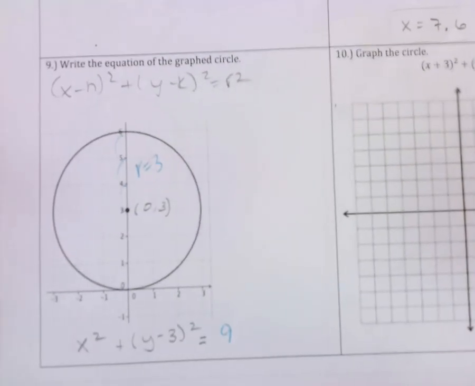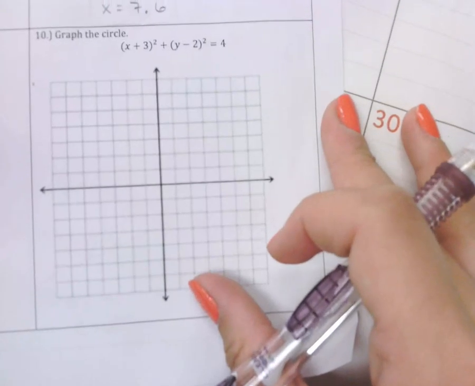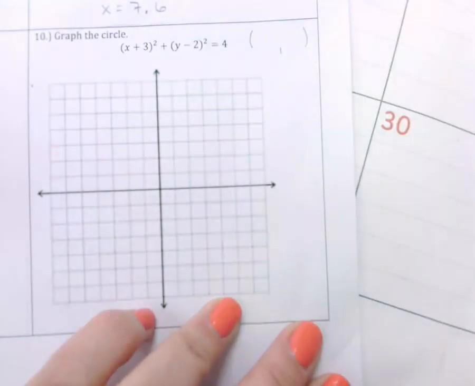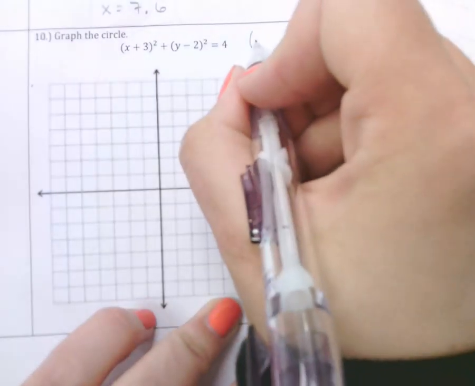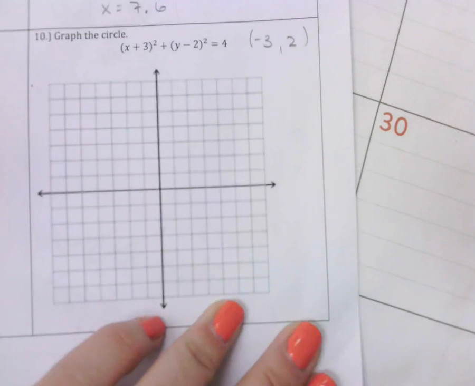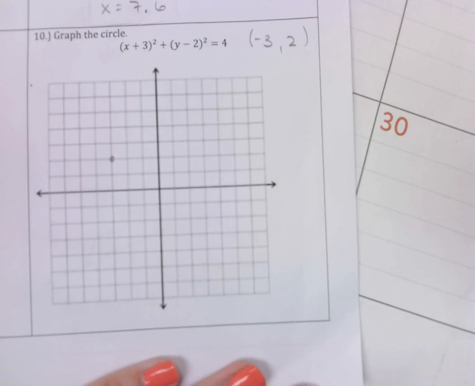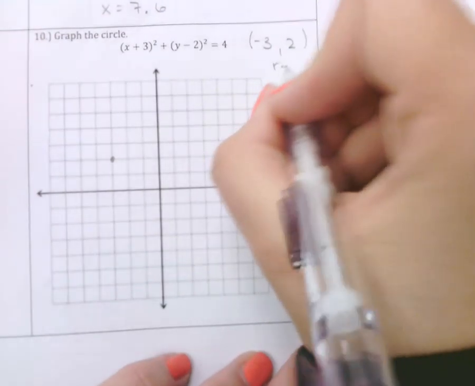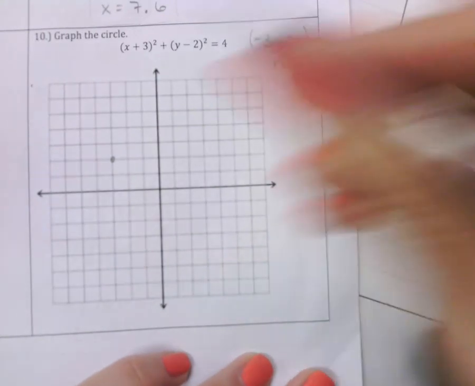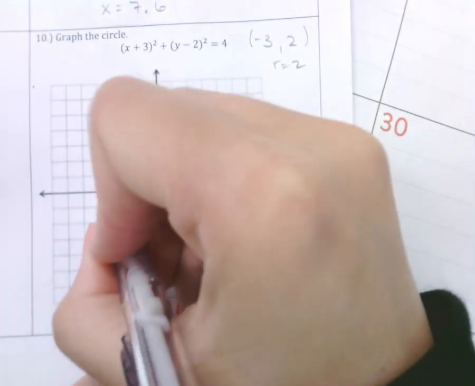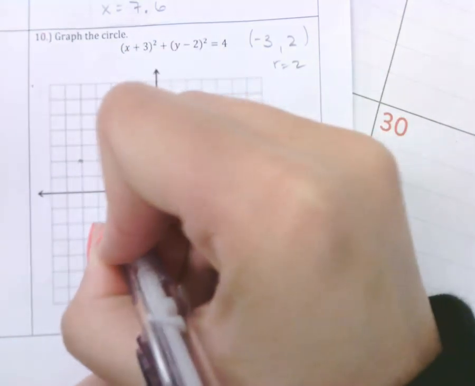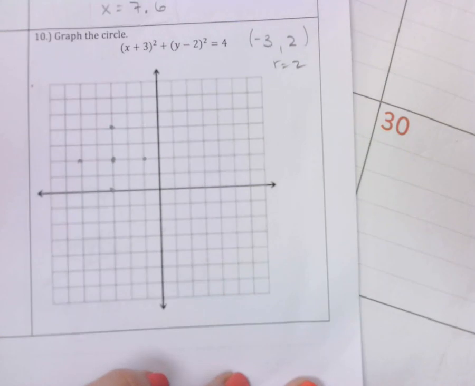Yeah. Okay, then number 10, you're actually graphing it. So for this one, your center is where? It's negative 3, 2. So that's 1, 2, 3, and then up 2. What's your radius? 2. Make sure you go 2 in all 4 directions: up 2, down 2, right 2, left 2. And then circle. My circle wasn't bad.